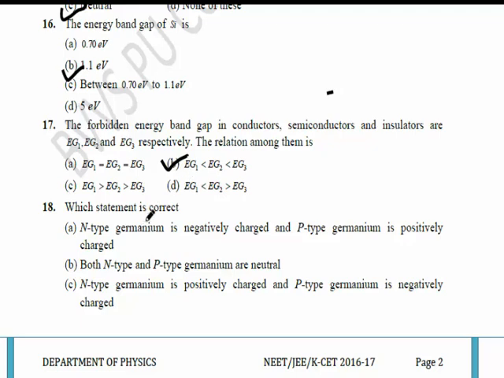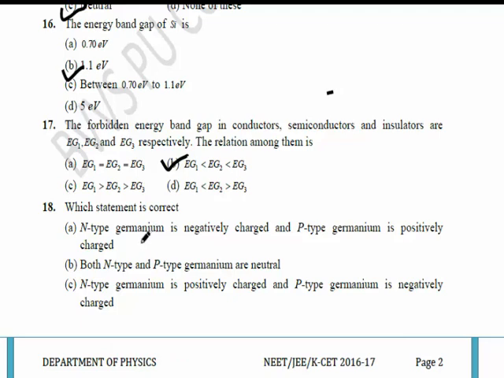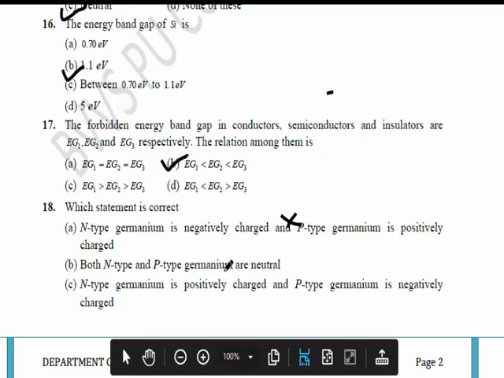18th question. Which statement is correct? You have to observe the following statements and mark which one is the correct statement. N type germanium is negatively charged, P type is positively charged. No, not possible, this is not a correct statement. Both N type and P type are neutral. Okay, P type and N type are neutral. It is correct. Definitely the 18th, B option, is correct.